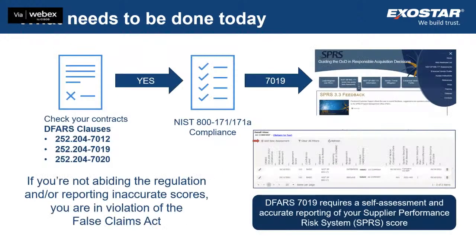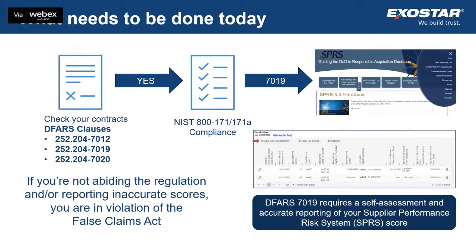So if you're wondering what you have to do today, this is another reason I bring up the SPRS system, because that is integral to what you need to do today to meet these particular needs. Right? So please make sure you understand the contracts that you've signed and the clauses that are in them. If they have DFARS clauses 7012, 7019, 7020, and particularly the 7019 clause, then you fall under, if you will, the category of needing to comply with NIST 800-171.